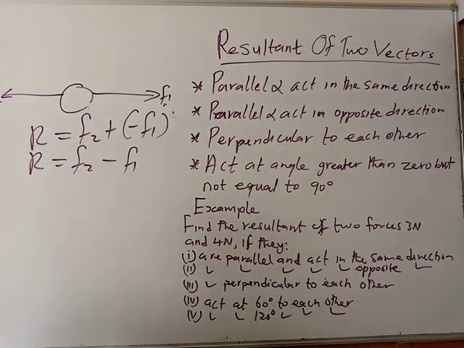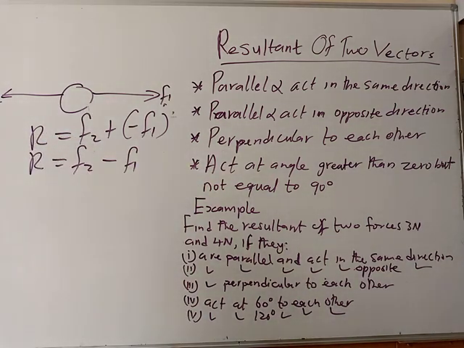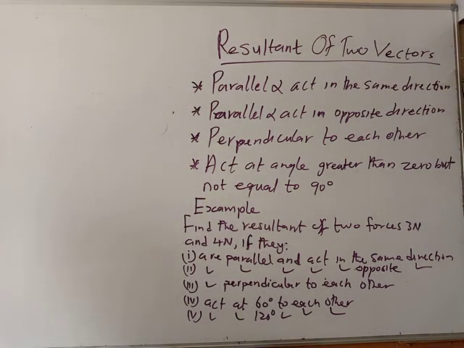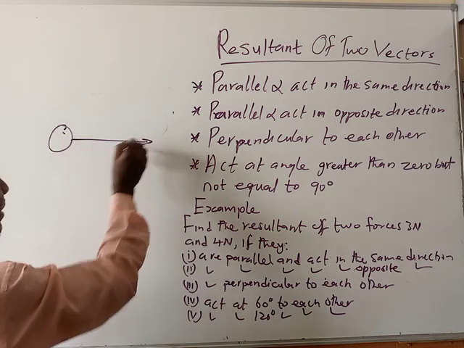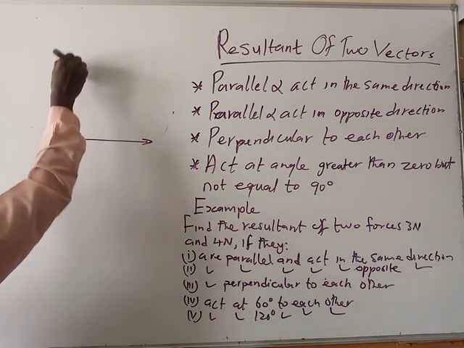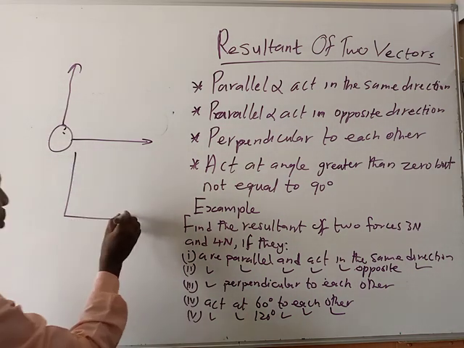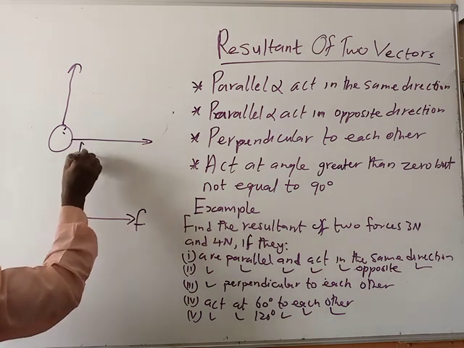But what if the two forces are perpendicular to each other? In that case, you apply Pythagoras theorem. We have it like this. This is the body. One force is acting like this. Then the other one is acting like this. So you make it in form of what? Right angle triangle. If this is F1, this is F2.